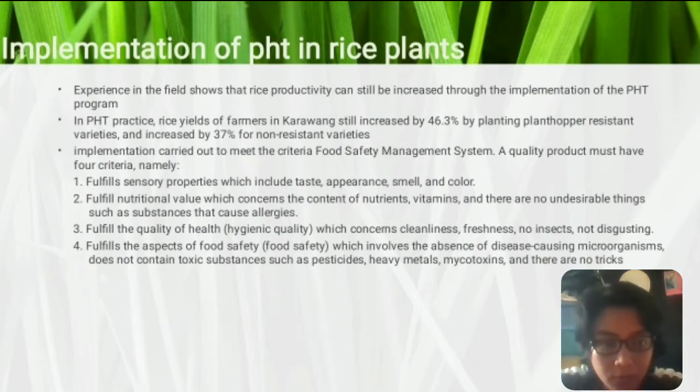The fourth, to fulfill the aspect of food safety, which involves the absence of disease-causing microorganisms, does not contain toxic substance such as pesticides, heavy metal, mycotoxin, and there are no tricks.